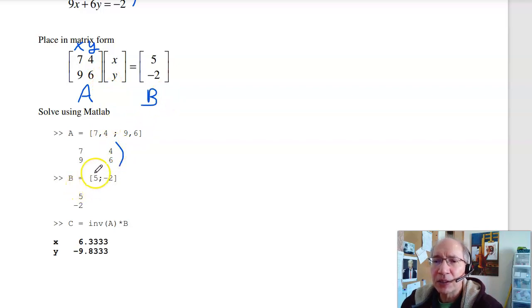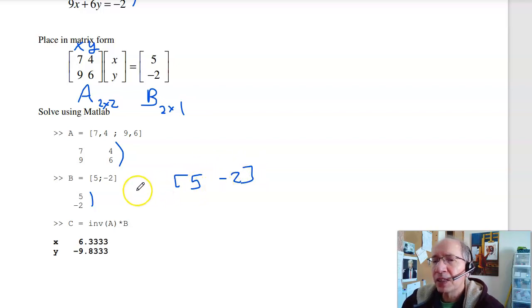The B matrix is start of matrix, 5, next row, minus 2, end of matrix, so there's your B matrix. And the answer is inverse of A times B. Now with matrices, the inner dimension has to match, so A is a 2 by 2, A inverse is a 2 by 2, B is a 2 by 1. B has to be a 2 by 1. Some people put a comma in there by accident, and they wind up with a 5 minus 2, a 1 by 2 matrix. That doesn't make sense. B has to be a 2 by 1 matrix. So when you're done, the inverse of A times B gives you the answer, x and y.